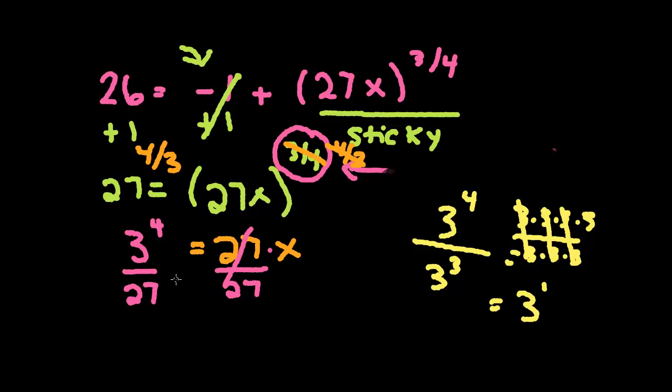So again, if you don't have a calculator, it's a lot easier to do that than to multiply out 3 to the 4th and then divide by 27. Just recognize the fact that 27 is a power of 3, and then you can use this little trick to make it go faster if you don't have a calculator available.